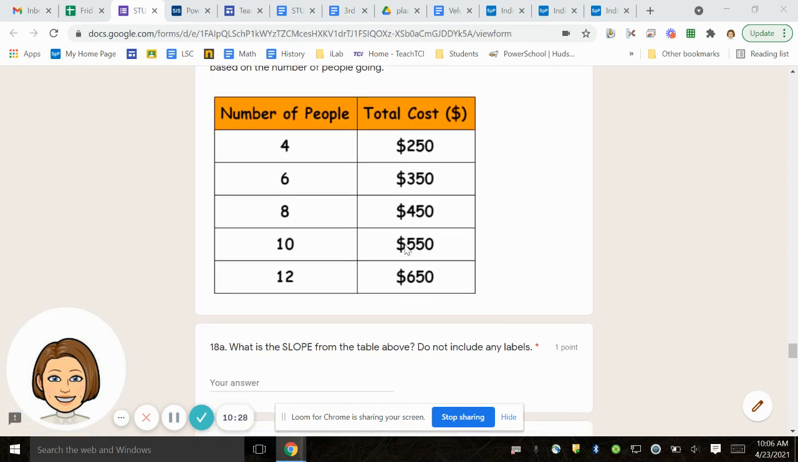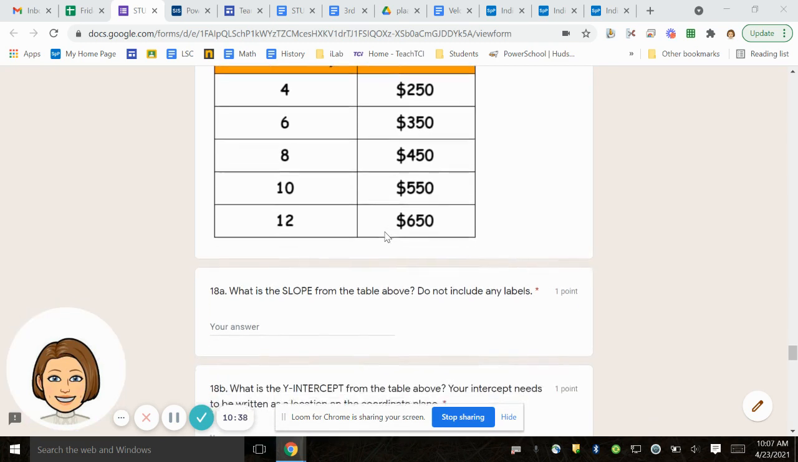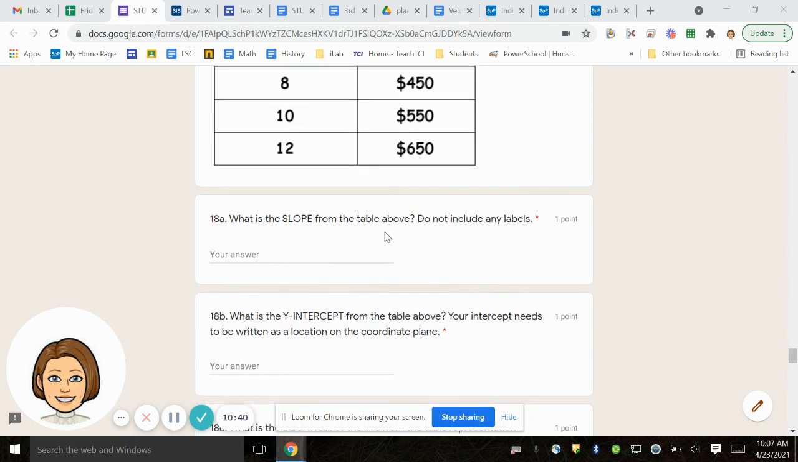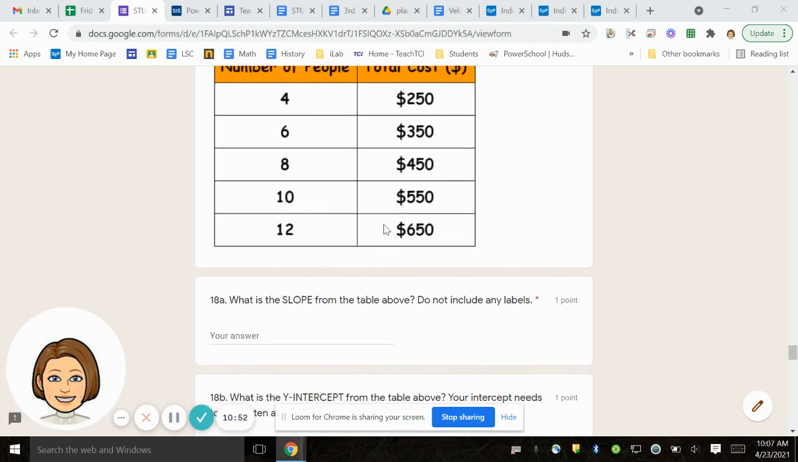Number 18A, using this table, what is the slope? Do not include any labels, so just write the number in the blank. Number 18B, what is the y-intercept from the table above? Your intercept needs to be written as a location on the coordinate plane. Again, find the slope, use the slope in the y equals mx plus b, then solve for b. Use a point from the table to fill in x and y.